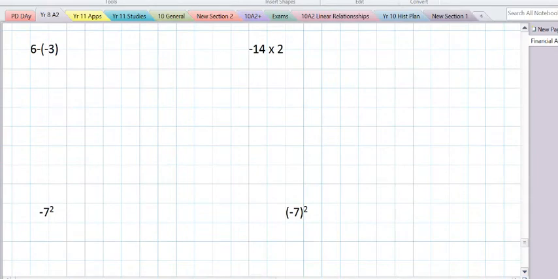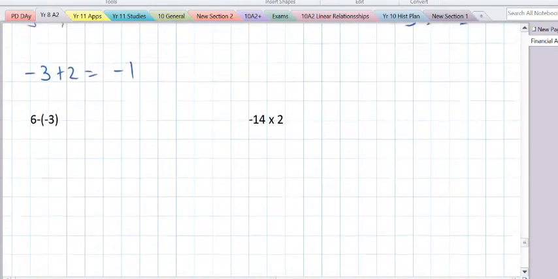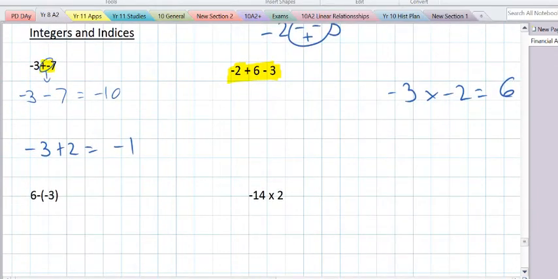What's the top right hand one? Alright, top right. Minus 2 plus 6 is? Good. 4 minus 3 is? Just 1. 4 minus 3 is just 1.